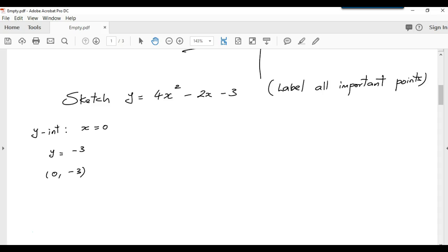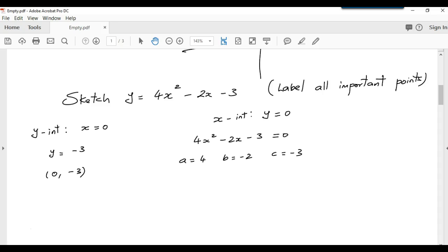Second step, we are going to work out our x-intercepts. To work out the x-intercepts, we replace y with a 0. So we now have 4x squared minus 2x take away 3 equals 0. Comparing that with our general form gives us a equals 4, b equals minus 2, and c equals minus 3. Now, why do we need to use the quadratic formula?